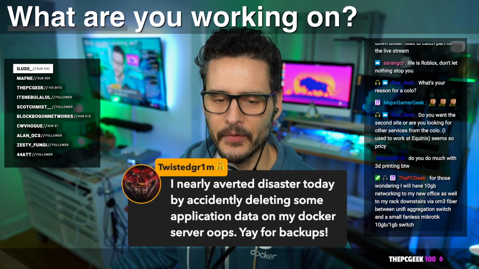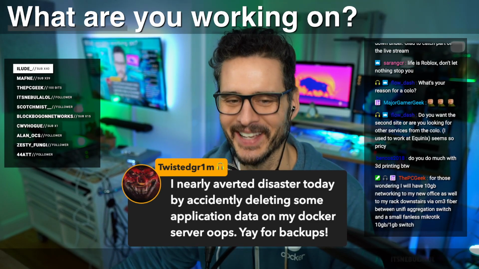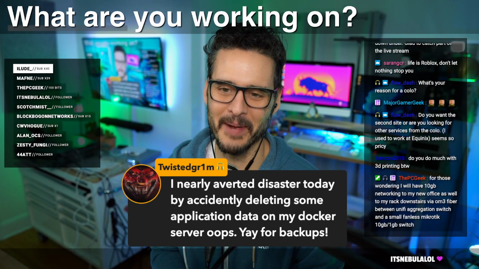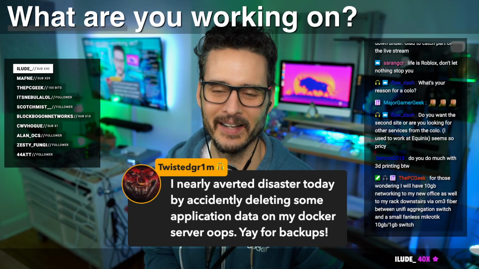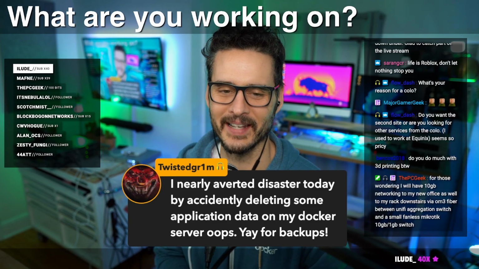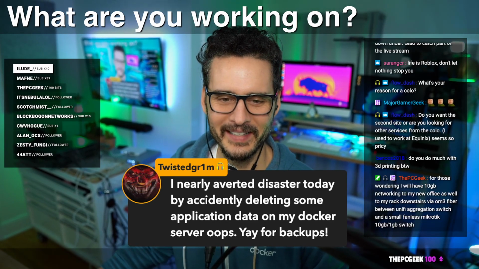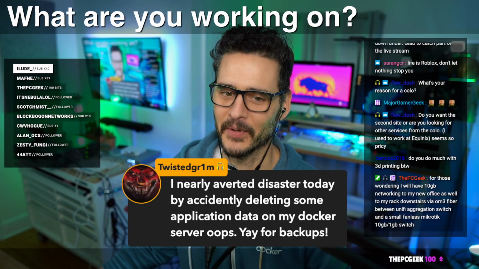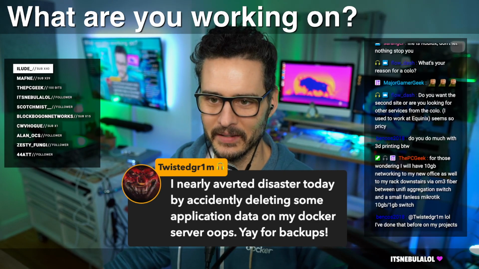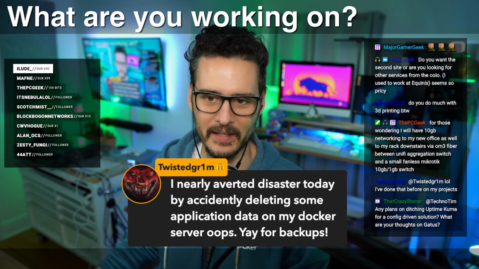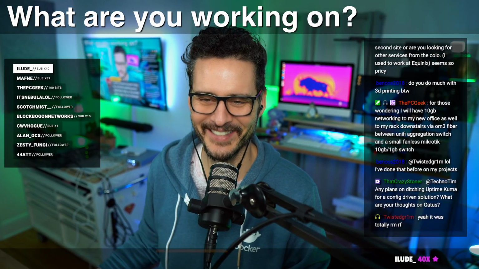Twisted Grim, I nearly averted a disaster today by accidentally deleting some application data on my Docker server. Oops. Yay for backups. Yeah, for sure. I've been there many times where I accidentally rm -rf something and I'm like, ooh, that stinks. But yeah, glad you have backups, and be careful. I wish there was an undo for rm -rf. But then it's like, okay, well, that's a recycling bin, and I should be deleting it a different way, I guess. But Shiny Shoes, Dancing Dino, how's it going?